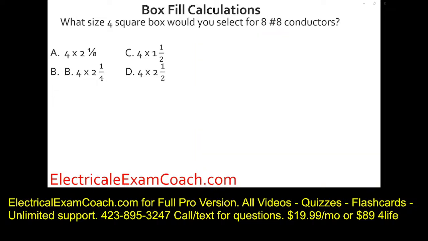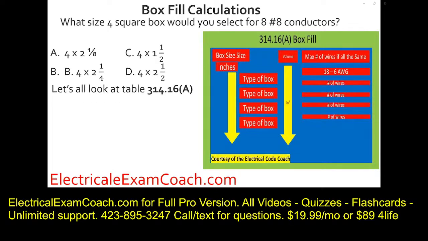What size 4 square box would you select for 8 number 8 conductors? We head to 314.16a. We're going to start here on the right-hand side and we're going to find our size wire. Then we come down and make sure that we're in the right type of box. We cross over and we're going to find that it's A.